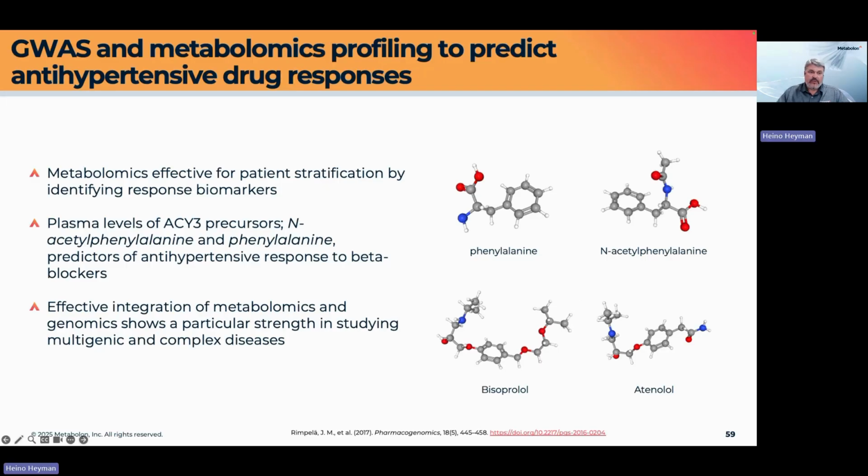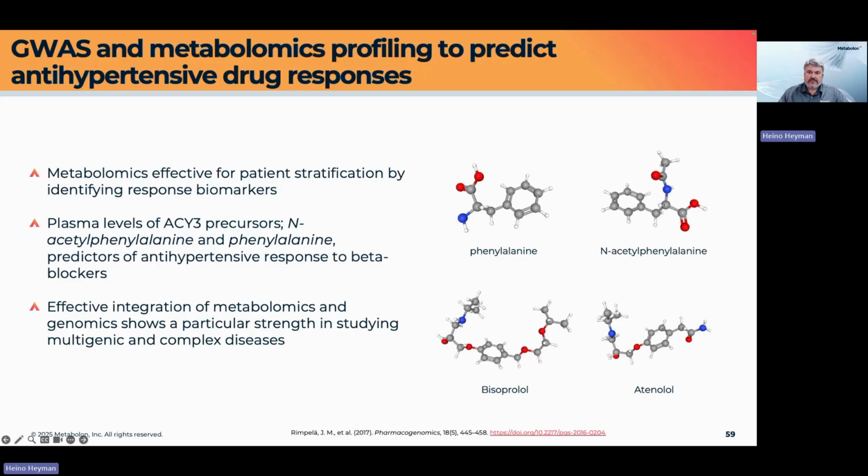So, when we take a look at these four molecular structures here, when we think about phenylalanine and N-acetylphenylalanine as being the substrate and product, they look very similar to bisoprolol and atenolol in structure. So that can then confirm or give an indication of why there might be a competitive environment to this target protein, and why it would potentially take the natural molecule rather than the drug substance.